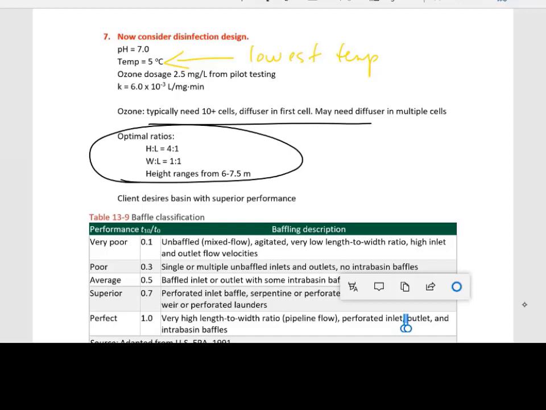And your height for these is a very deep basin. That's because we're going to think of this as a column. Our diffuser is at the bottom of the column. We're adding ozone from the diffuser, and what we want is a significant depth where we can allow the ozone in these bubbles to dissolve.